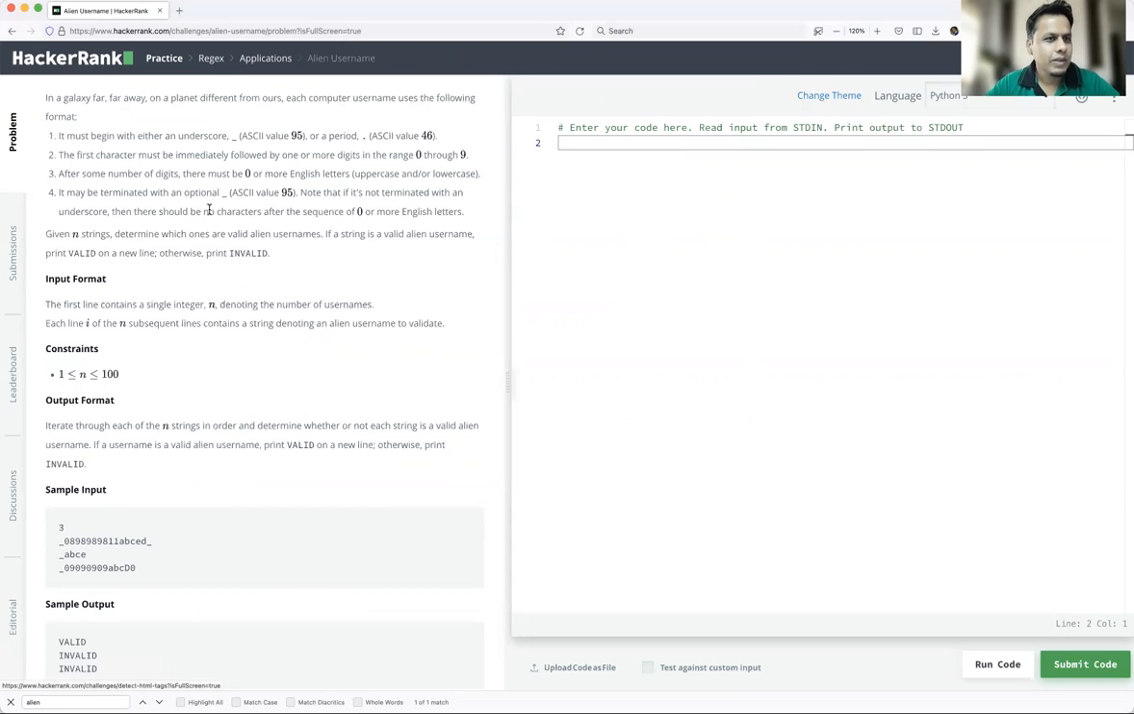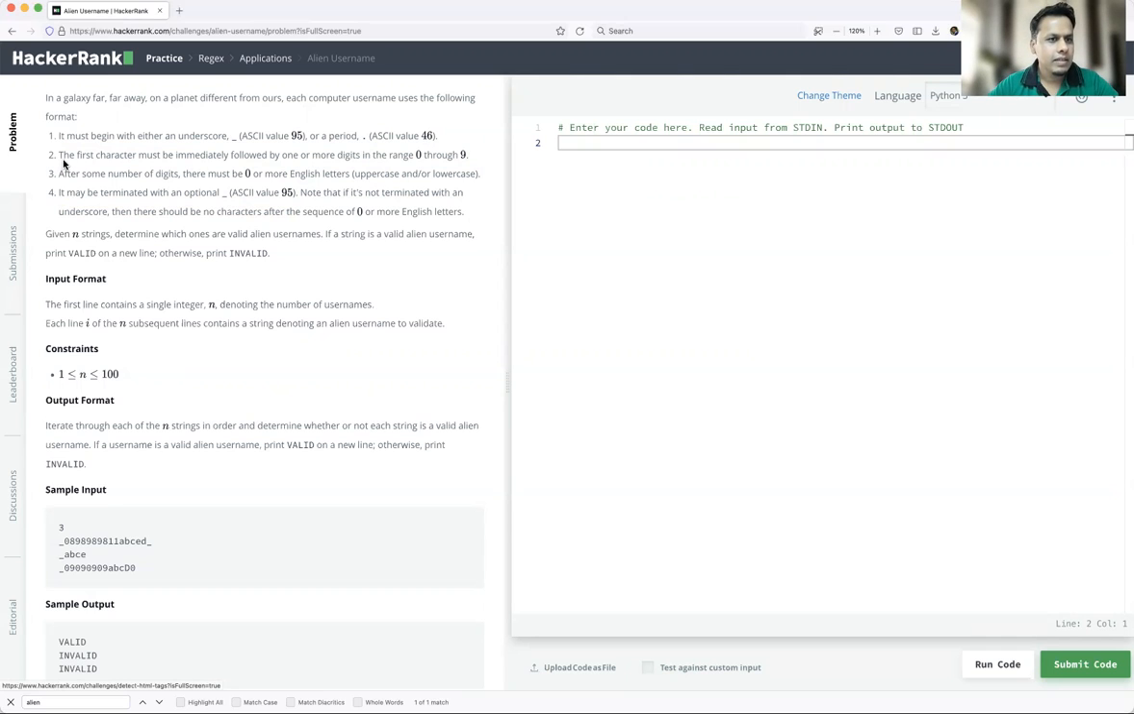Okay, so in a galaxy far, far away on a planet different from ours, each computer username uses the following format. It must begin with either an underscore, that is ASCII value 95, or a period, that is a dot. The ASCII value of period is 46. That is the first character. So guys, these conditions they have mentioned, accordingly we have to form the pattern. This is very important to understand.